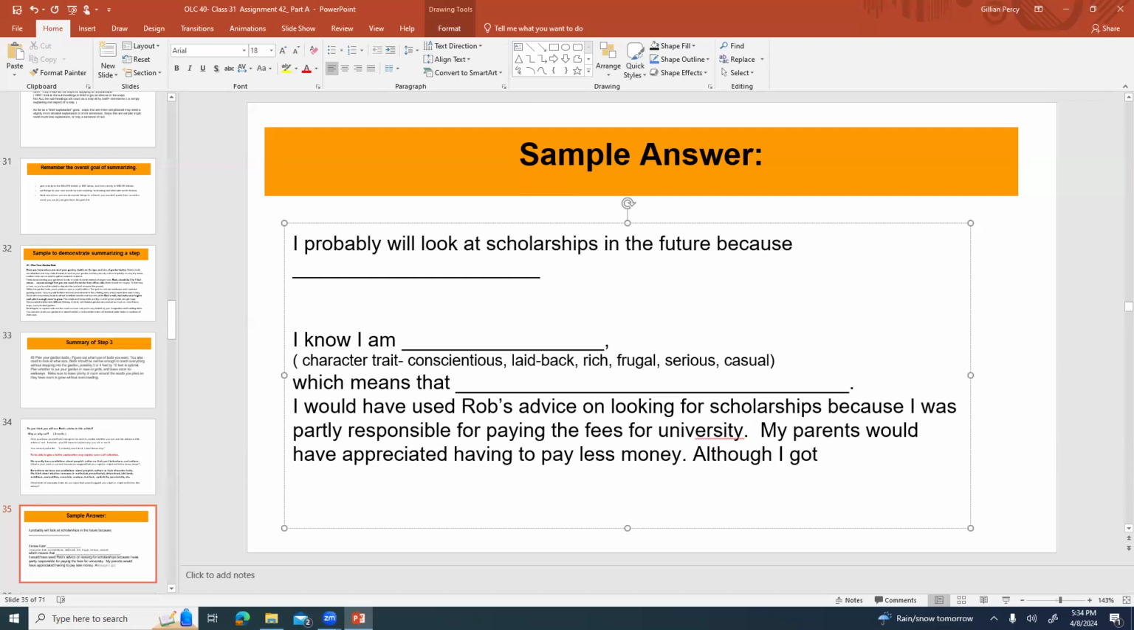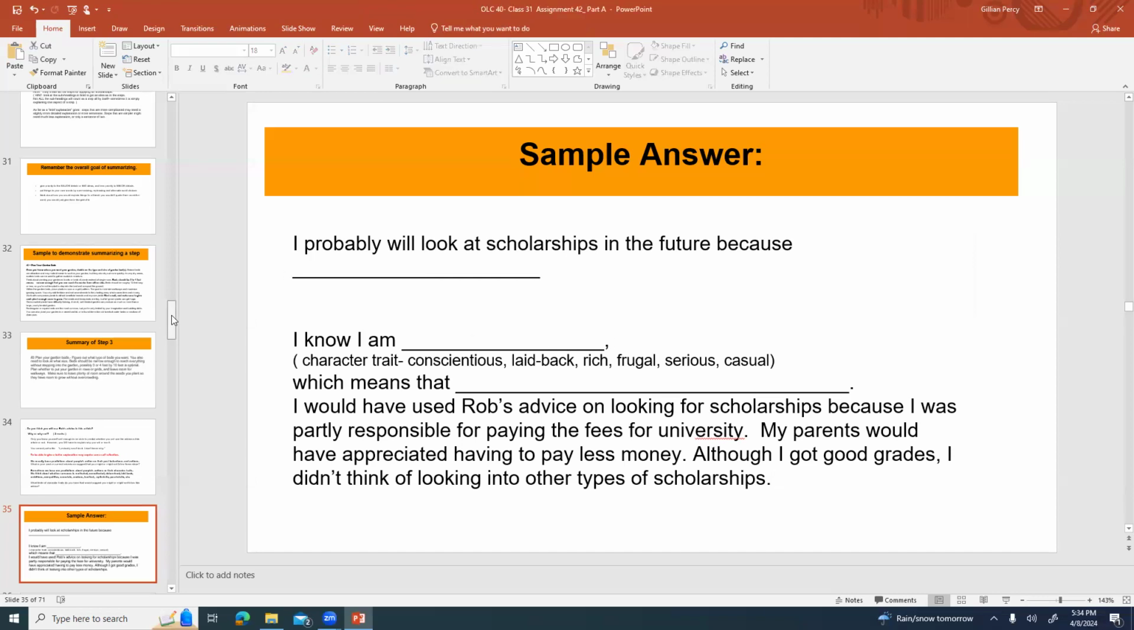Although I got good grades, I didn't think of looking into other types of scholarships, right? And I did things like volunteer work and I was involved in drama and things like that. So it's possible I would have qualified for some other things, but it just didn't even cross my mind, right? We didn't have the internet. I wasn't aware. I was a good student. So they didn't necessarily look into things very carefully for that.